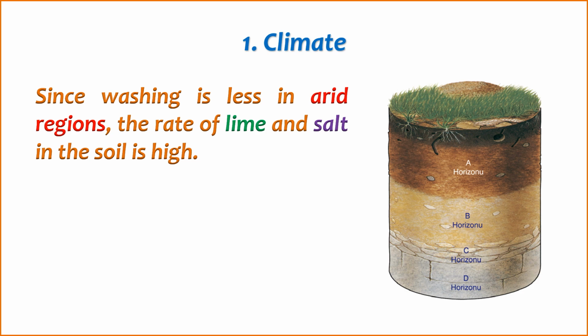3. Challenges for agriculture. Saline soils. Soils with high salt concentrations can be less suitable for agriculture as many plants are sensitive to high salt levels. Alkaline soils. Accumulation of lime can lead to alkaline soils, which may also impact plant nutrient availability. Understanding these soil characteristics is crucial for agricultural practices in arid regions. It often involves strategies like proper irrigation management, soil amendments, and selecting crops that are adapted to saline conditions.